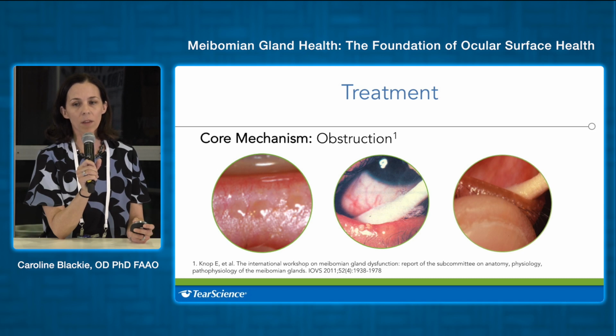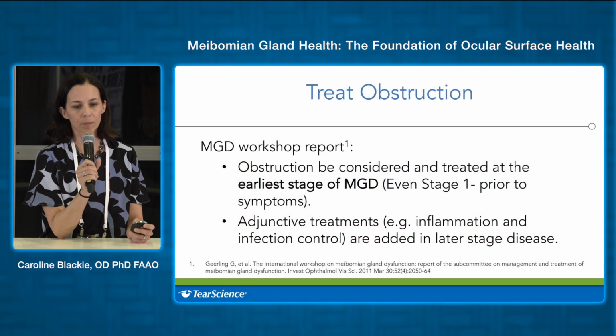We understand now that the core mechanism of meibomian gland dysfunction is obstruction. The MGD workshop were very clear in their recommendations that obstruction be considered and treated even at the earliest stage of MGD. They specifically stated at stage 1, which is prior to symptoms. This is in alignment with a diagnostic recommendation that the diagnosis of MGD not only be made in later stage disease. They went on further to say that adjunctive therapies should be added for later stage disease as appropriate.